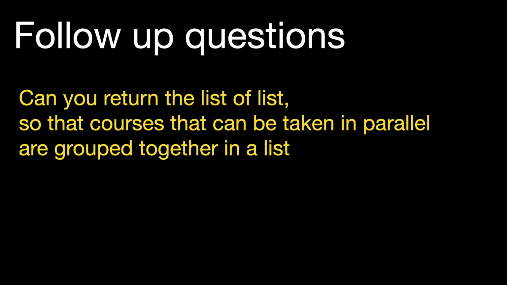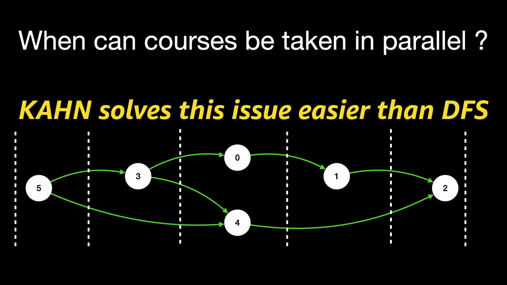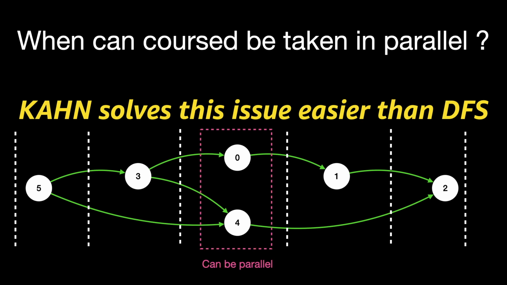Okay, good interview coding question normally will have follow-up question. What can be a follow-up question for this problem? Here's one. Can you return the list of lists so that the calls can be taken in parallel or grouped together in a list? Let's look at the example again. When can calls be taken in parallel? For this follow-up, Kahn's algorithm solves it easier than the DFS. We can say in this example, the purple rectangle part, course 0 and course 4 can be taken at the same time.